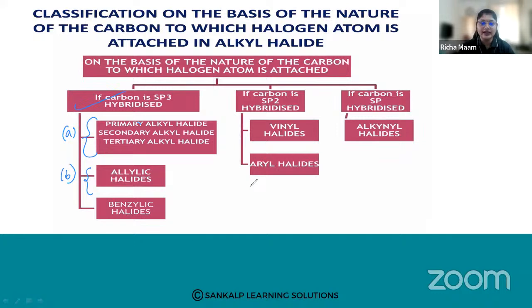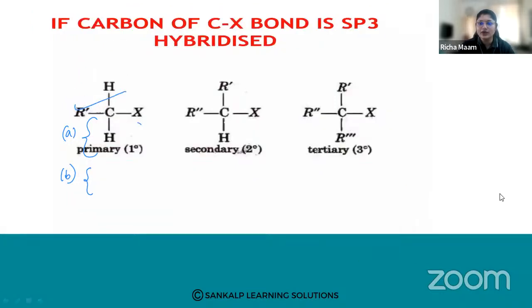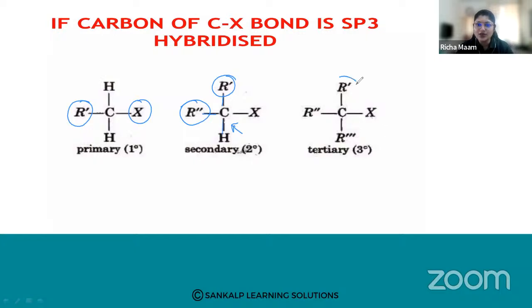So you can see how the primary alkyl halide is given here. The halogen atom is attached to a carbon with one alkyl group. Here the halogen atom is attached to a carbon with two alkyl groups, so it is a secondary carbon. The nature of the C-X bond is sp3 hybridized. Why sp3? They have single bonds. Now here the halogen atom is attached to a carbon with three alkyl groups, so it is tertiary. Next we are going to study allylic halides.